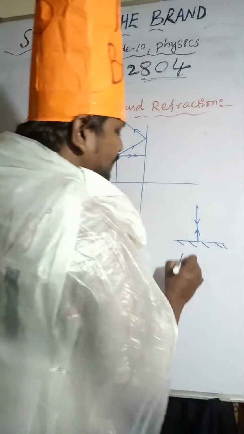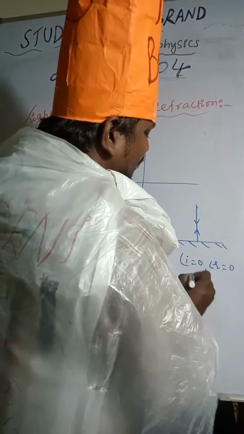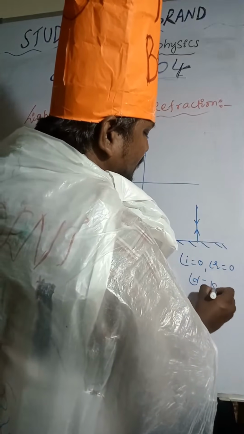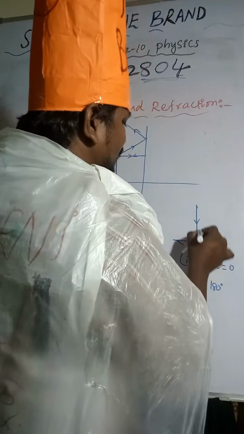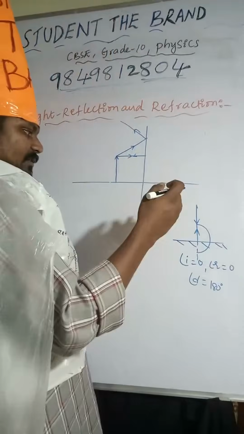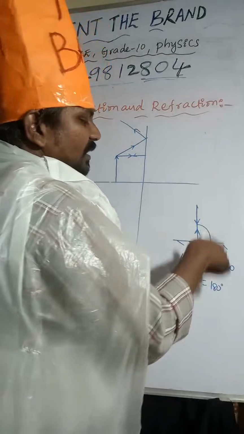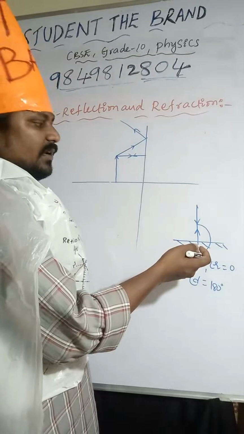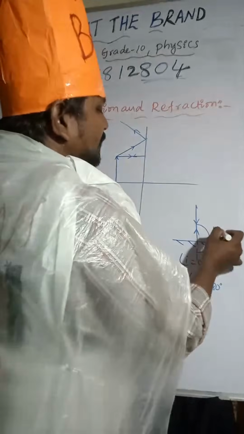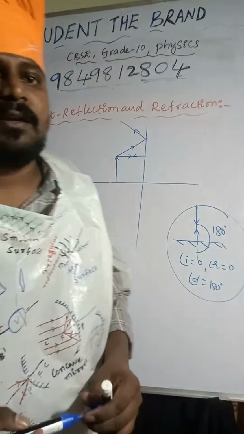So angle of incidence is 0, angle of reflection is 0 and angle of deviation is 180 degrees. Because the reflected ray is in the same direction as the extended incident ray, we take it like this. So the angle of deviation is 180 degrees. I hope it is very clear to you, right?